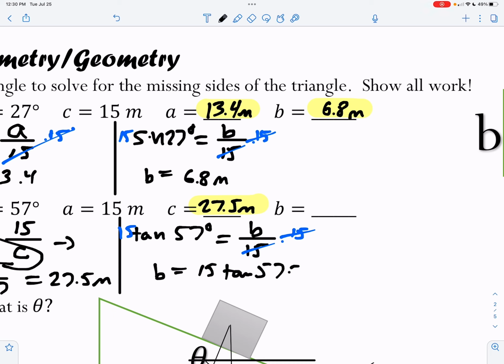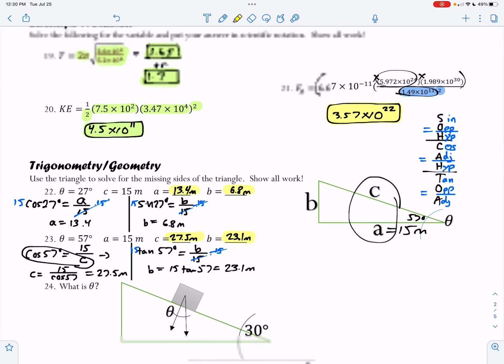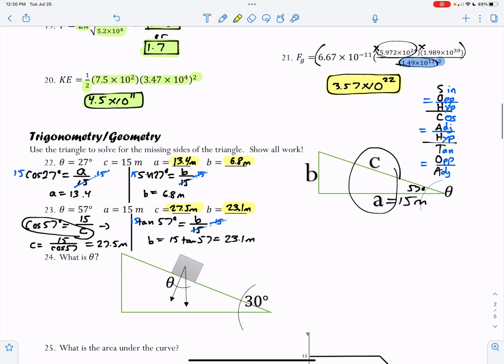And we get roughly about 23.09, or about 23.1 meters. Again, if right triangle trigonometry is something that is brand new to you, please make sure that you see me so that I can break this down in a much more detailed way.